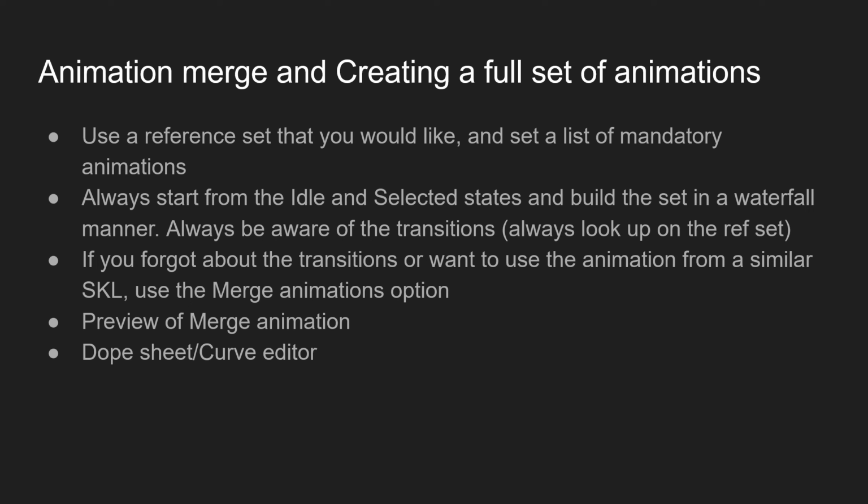Because for example, if you change the alerted one, you need to go and remake the cheer, remake the attack, all that stuff. But it's very important here as well, because once you do the alerted state, you can go from that state as your starting point, which is very helpful. Right, if you forget about the transition, and you want to use the animation from a similar skeleton, use the merge animation option, which is something I talked about a bit last time, and now I'm actually going to show you.